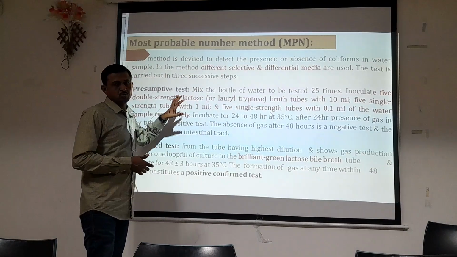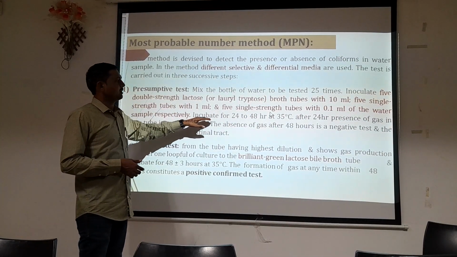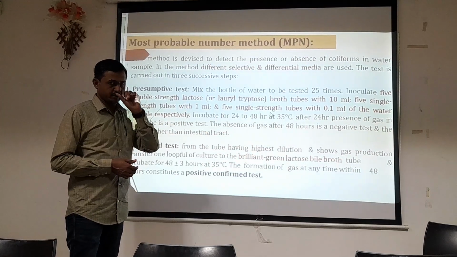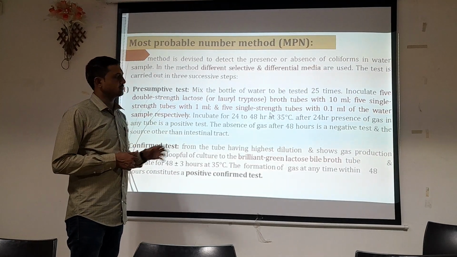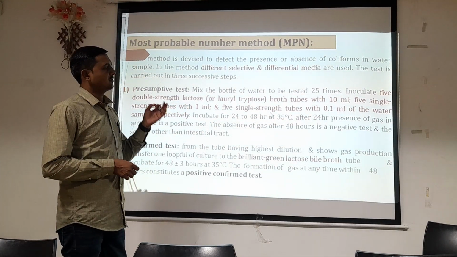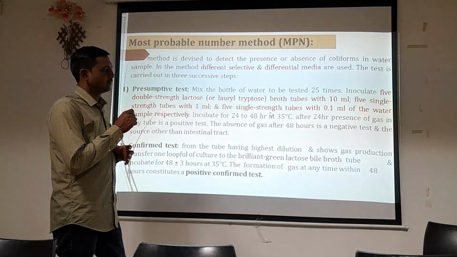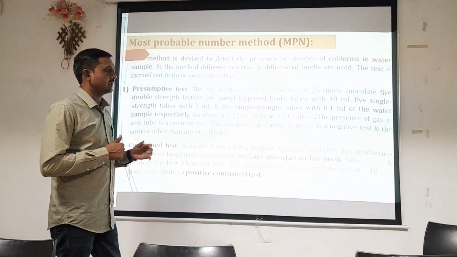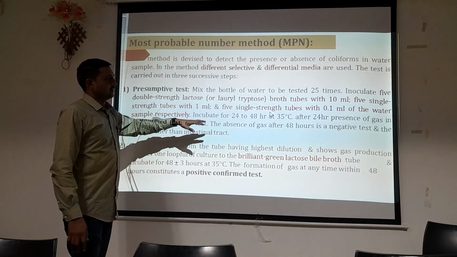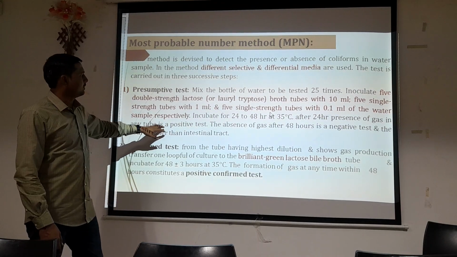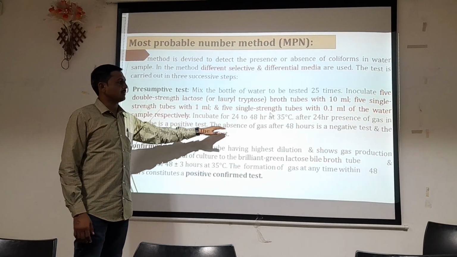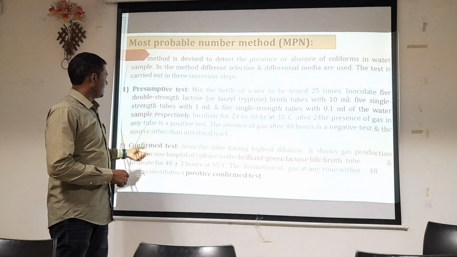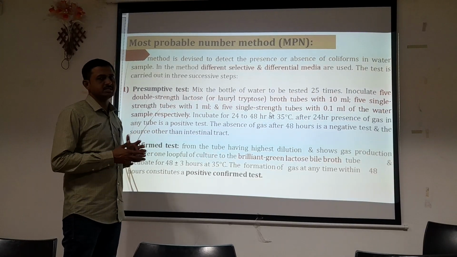After inoculation, incubate the tubes for 24 to 48 hours at 35 or 37 degrees Celsius. After 24 hours, you have to check whether the tube is positive by means of gas formation, or acid and gas formation. The presence of gas in any tube is a positive test. The absence of gas after 48 hours is a negative test, indicating a source other than the intestinal tract.